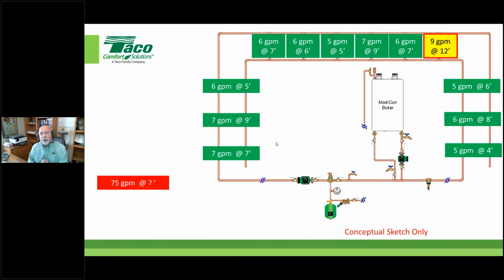But here's where the question lies. What should I use for my pressure drop that this circulator needs to overcome under a design condition? Well, there's a couple things that we look at, okay? Again, we know what the load is. We know the circulator will need to pump 75 gallons a minute under a design condition.